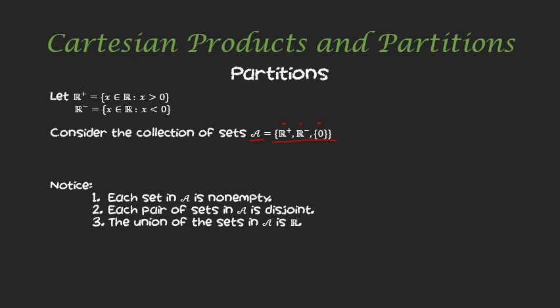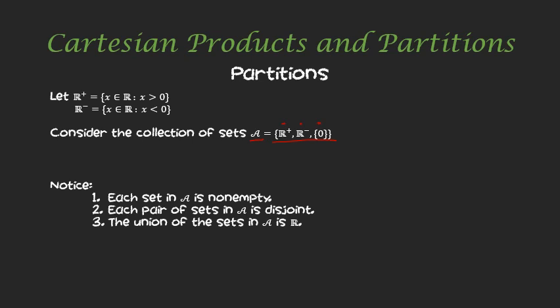First, each set in A is non-empty. R plus certainly has some things in it, like 3 is in R plus, so it's non-empty. Same with R minus. I don't know, negative 1,000,000 is in R minus. So it's definitely not empty. And then the set containing 0, well, that has cardinality 1. It's not empty. So each one of these is non-empty.